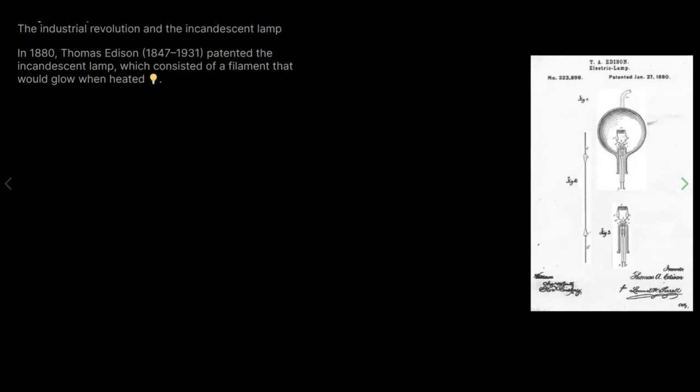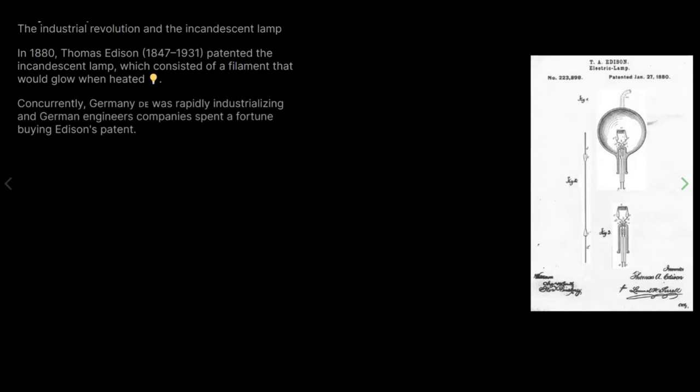Now in 1880, Thomas Edison patented the incandescent light bulb, which I guess everyone knows consists of a filament, a metallic object that glows when you heat it up. During the same time, Germany was rapidly industrializing, and many German engineering companies had spent millions buying the European version of this patent. To get a return on their investment, they were interested in improving the original design by Thomas Edison. At the time, the incandescent light bulb was very inefficient. I think it still is. For the electrical power you put in, you get like 15% to 30% out that's actually light. Most of it is just heat.